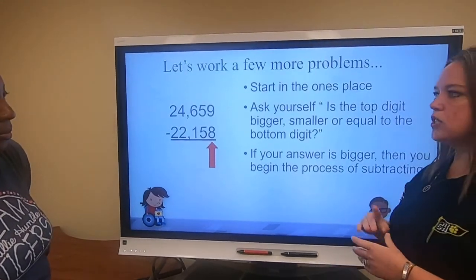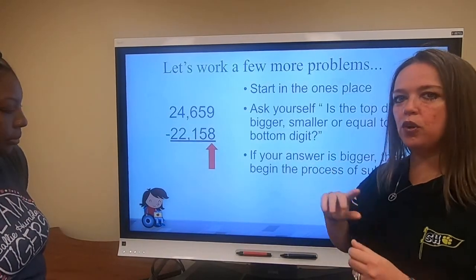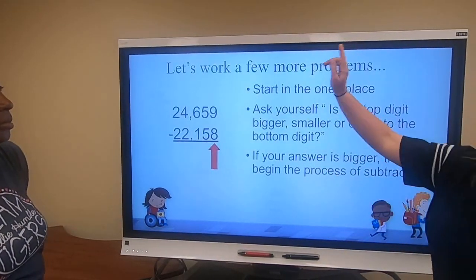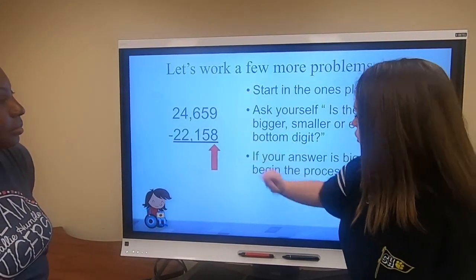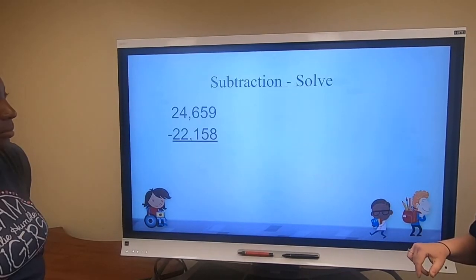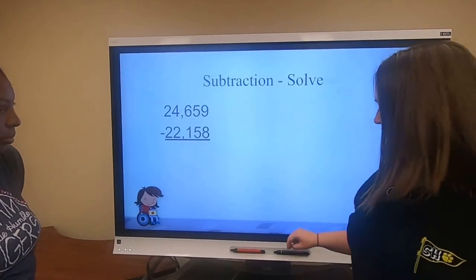Guess what, boys and girls? That means you're ready to go. You will not have to do any regrouping. You will not have to do any borrowing. If your top number is bigger, then you can just start subtracting. So let's go to the next page and work this problem together.